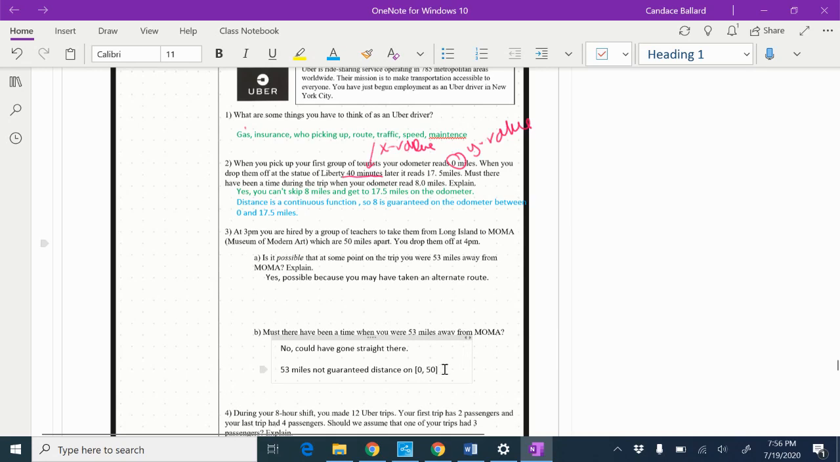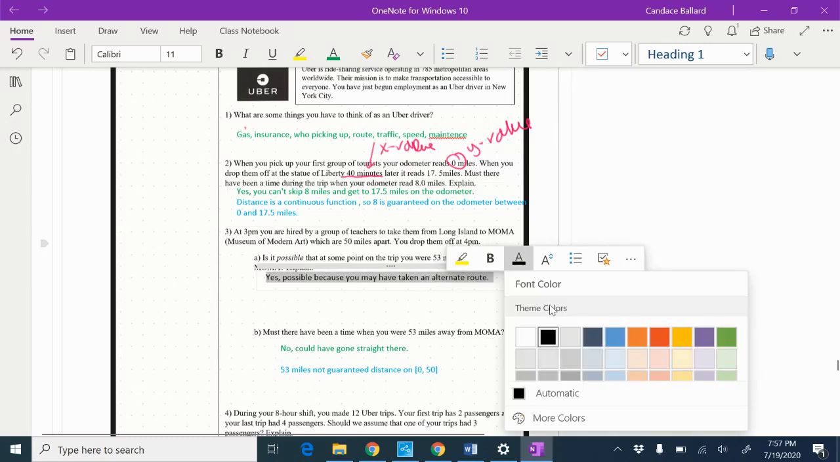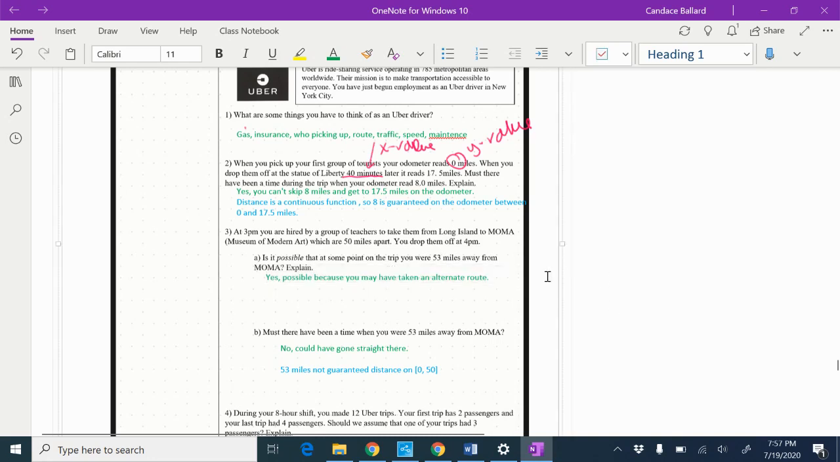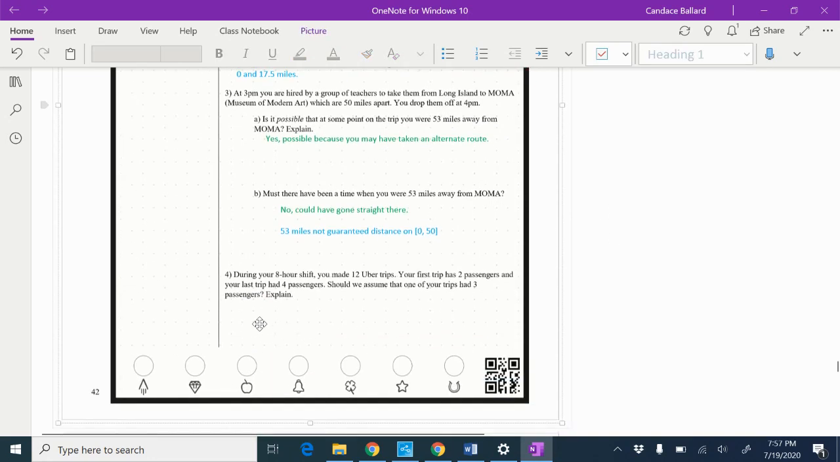Okay, I could highlight that and make it pretty colors too. I'm going to start with blue, and then the green, with the pretty green from down there. There we go.